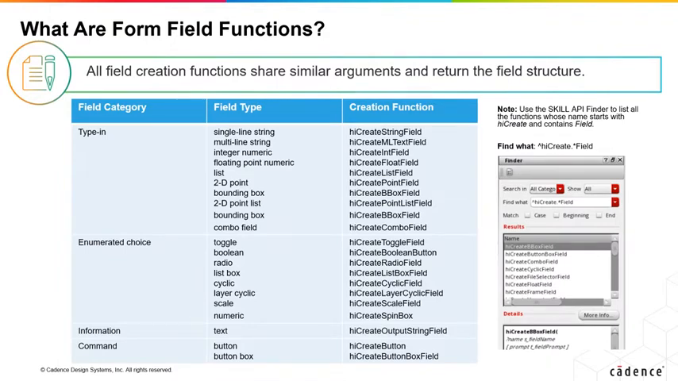And if you want to look all of them up, go ahead and open up the Skill API Finder and then look for functions that start with HI create and then also contain the word field. So something like the example here, HI create dot star field. And then you'll see a list. You can look at the specific syntax. And again, for more details, you can click on more info to go to the actual manual with detailed information on each of the arguments to each particular form field creation function.